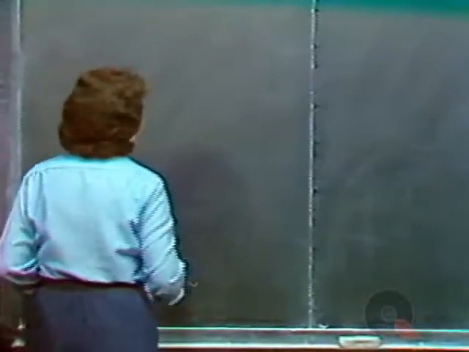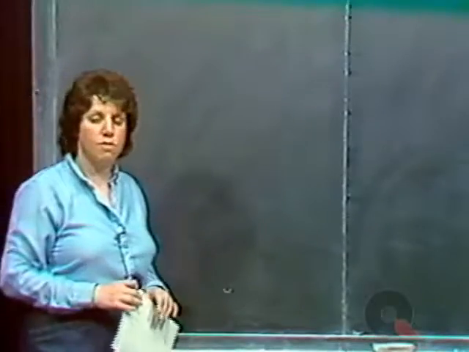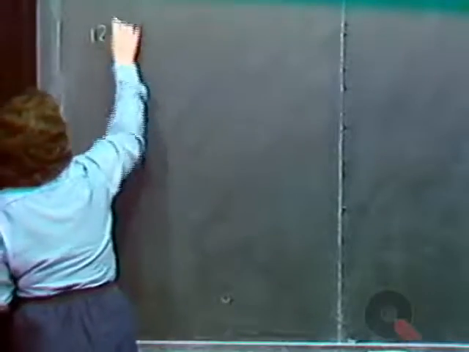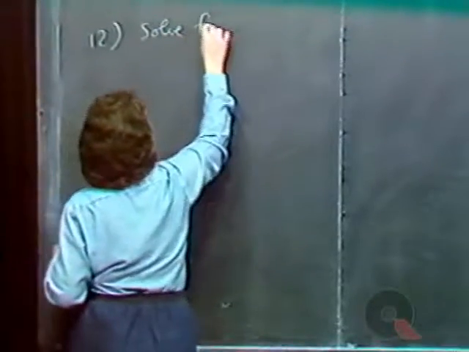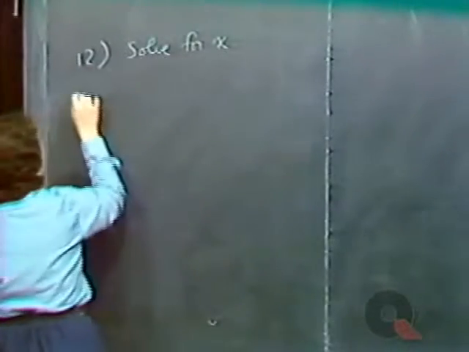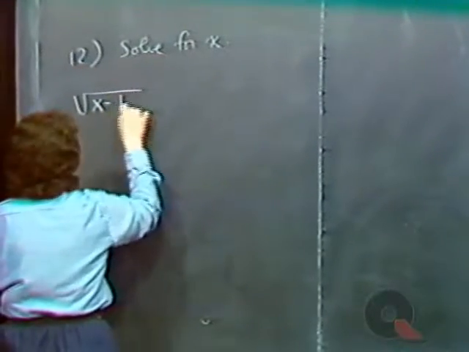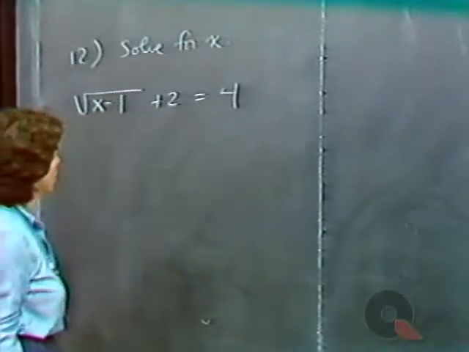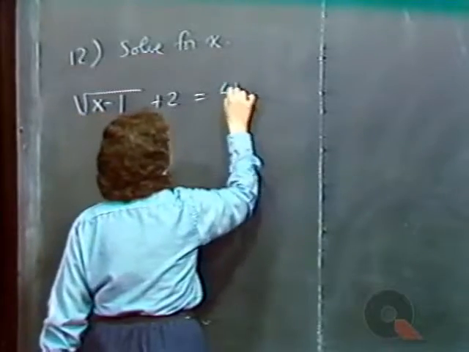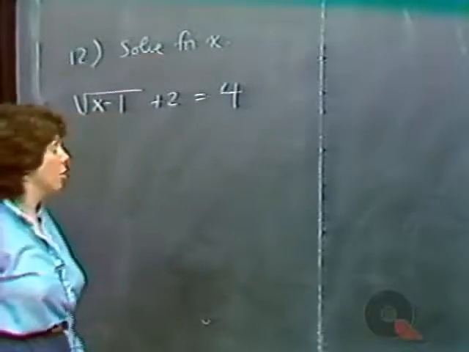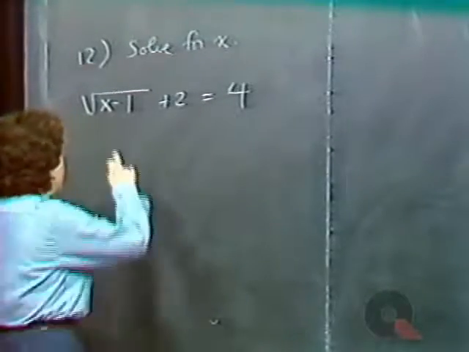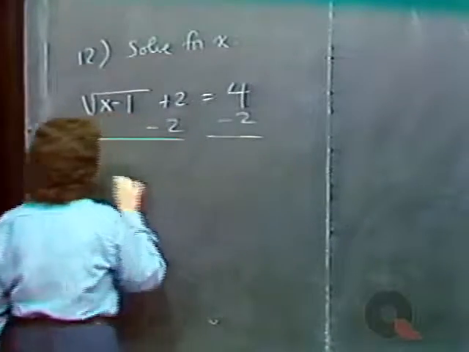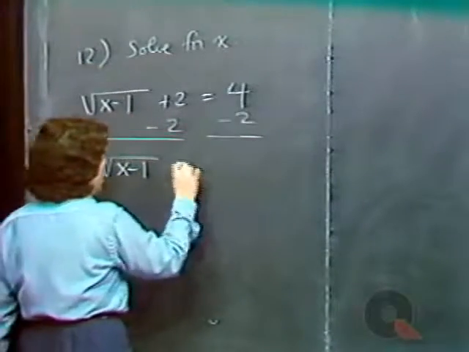In the next few problems, we're going to be dealing with radical equations, equations involving radicals. And in each case, we're going to want to solve for the variable. So in this problem, solve for x. We have the square root of x minus 1 plus 2 equals 4. To solve a radical equation, the trick is to isolate the radical. So we're going to subtract 2 from both sides to get the radical alone. We'll have the square root of x minus 1 equals 2.